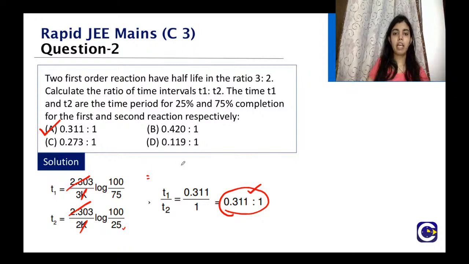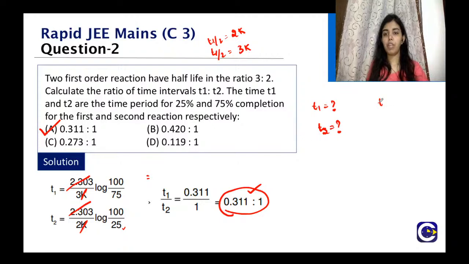I hope it is clear. See, first we need to find out T1 expression, then we need to find out T2 expression, then we need to divide the both, right? And how will you find the expression for T1? You just take half-life as 3K and take half-life as 2K basically, right? Where K is the capital K, that means the rate constant basically. So we know that half-life for the first reaction will be 2K and half-life for the second reaction will be what? 3K, right?